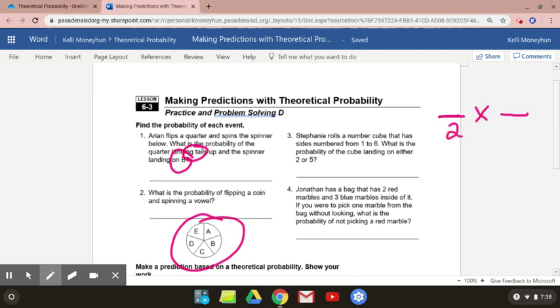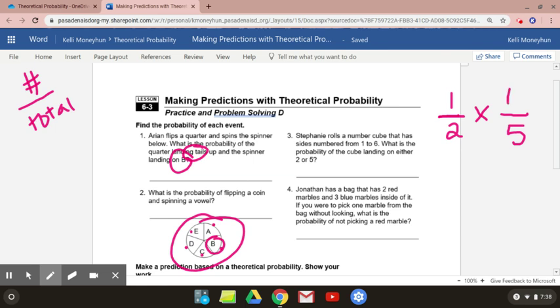Okay, so there's our total. Total is always on the bottom. I'll write a reminder over here, number of what you're looking for over the total. Sorry about my ink. Okay, and then it says, what's the probability of the quarter landing tails? How many tails are in a quarter? 1. And what's the probability of it spinning on B? Okay, so there are 1, 2, 3, 4, 5 total sections. We're looking for B. There's 1 B.